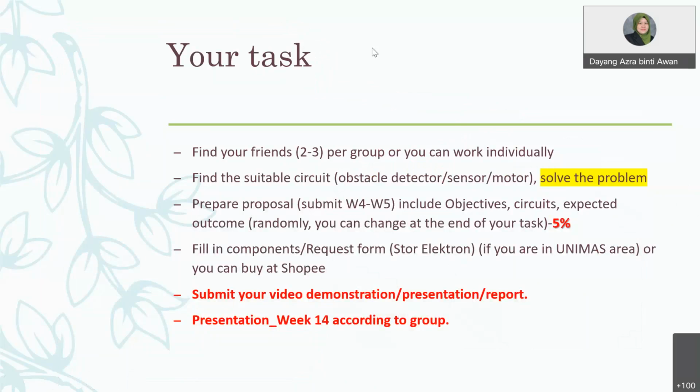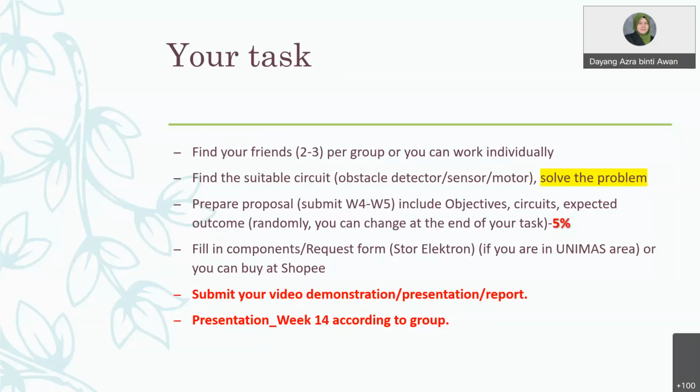Okay, so you can see here your task. Find your friends, a group, or you can work individually. Then find the suitable circuit, obstacle detector, sensor, motor. So solve the problem. Prepare your proposal, submit around week 4 and week 5. This will include objective, circuits, expected outcome. Randomly, you can change at the end of your task.